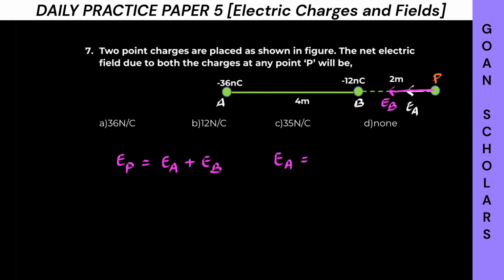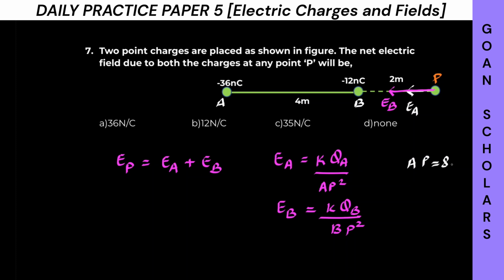And what is our EA? K QA upon separation. What is the separation? AP square. And electric field due to B will be K charge on B upon what's the separation? BP square. Let me write here AP and BP. So AP is nothing but 4 plus 2, 8 meters, and BP is nothing but 2 meters. Let's substitute here and find the electric field. So E, let me substitute here and take common K. It will be QA upon AP square plus QB upon BP square.